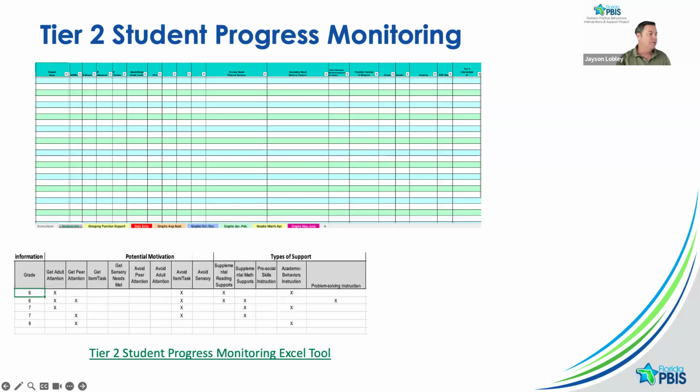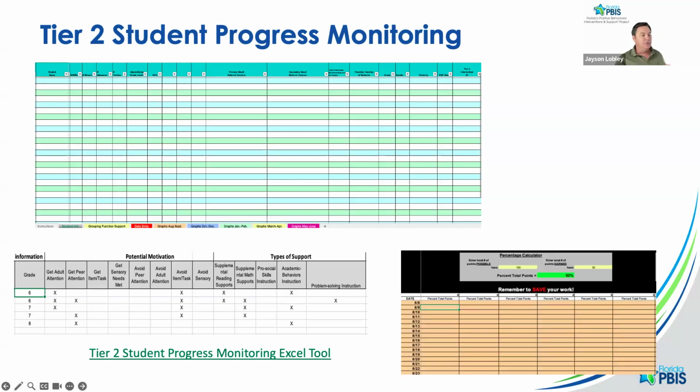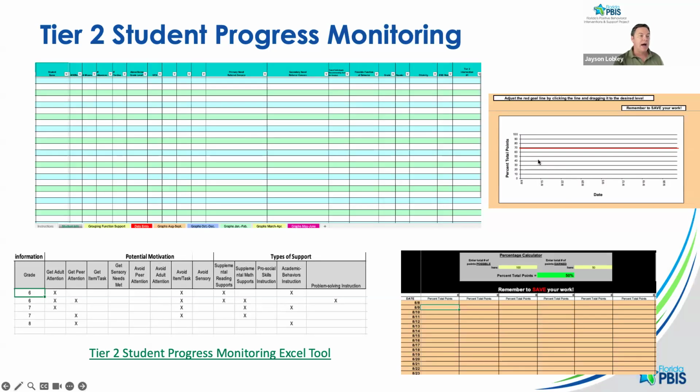So in the next part, once you've entered all of that, it'll start to divide up some potential motivations and types of supports necessary. And then in this next section, this tan orangey section on the lower right-hand side, is where you would enter each student's daily points earned. As a result, the tool will provide you with a nice looking graph, and you can move the trend line and all of that. So this will graph out all of your data, and this tool can help you keep organized with who's getting the support and how their progress is going with the intervention. Real nice tool, very useful, at your disposal.